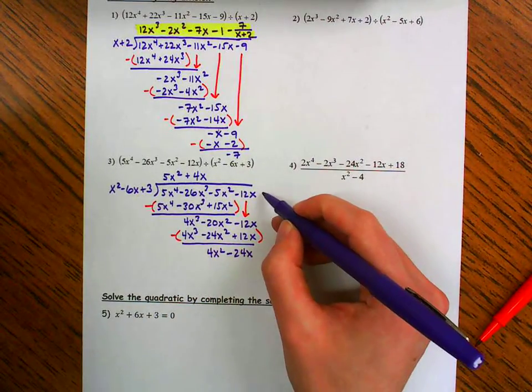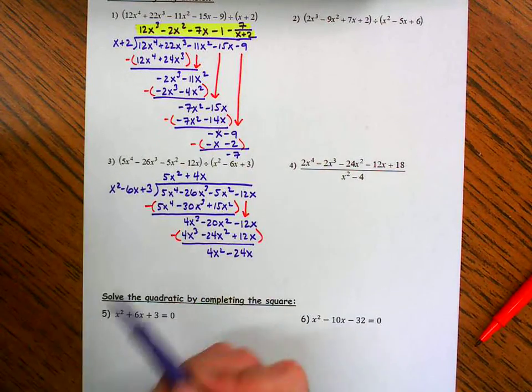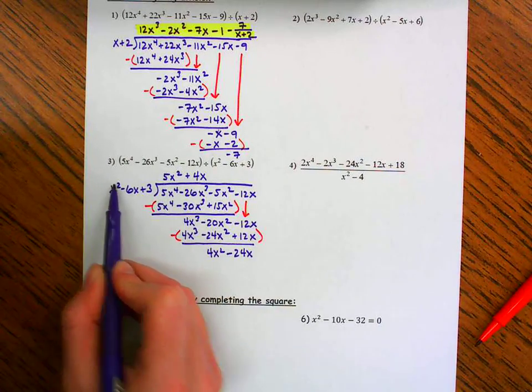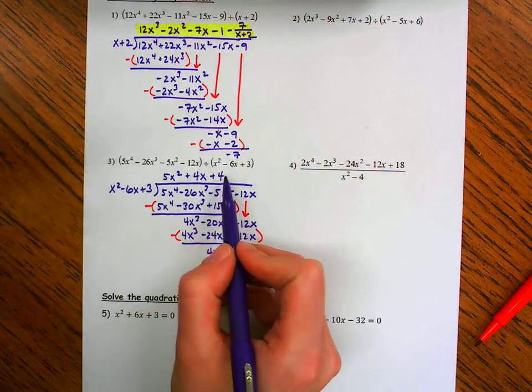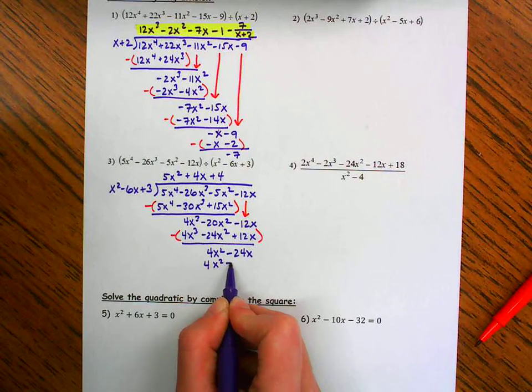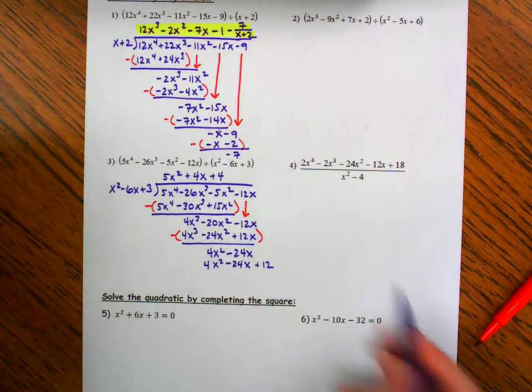Now notice I don't have a constant term here, so I could write a plus 0 if I wanted, but I'm still going to do this process again because the degree here is the same as the degree here, and I can tell very easily that x squared goes into 4x squared 4 times. Typically you're going to keep going until you have a constant here. So multiply that out. It's going to give me 4x squared minus 24x plus 12.